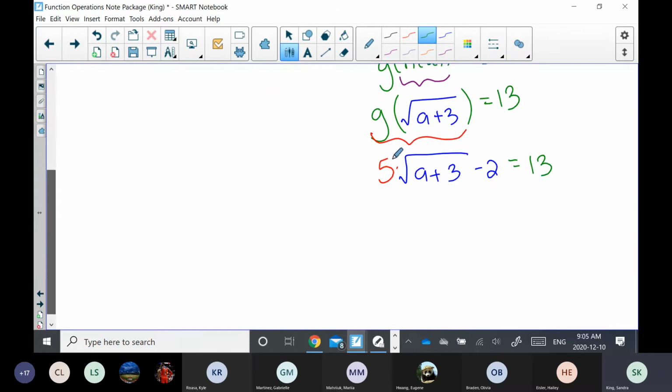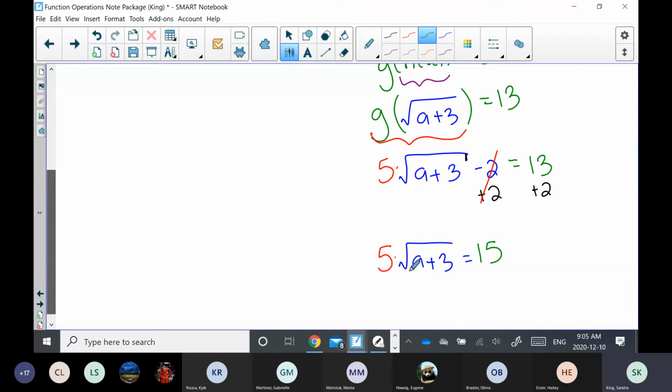So what we now need to do is isolate this radical, because we're eventually going to solve what a is. So from this point here, we're going to be doing what we did in Math 20-1, which was solving radicals. So the first thing I want to do is get rid of this negative 2. It's not in the radical, right? So we can get rid of a negative 2 by adding 2 to both sides. What I would have is 5 times the square root of a plus 3, and that is equal to 13 plus 2 is 15.